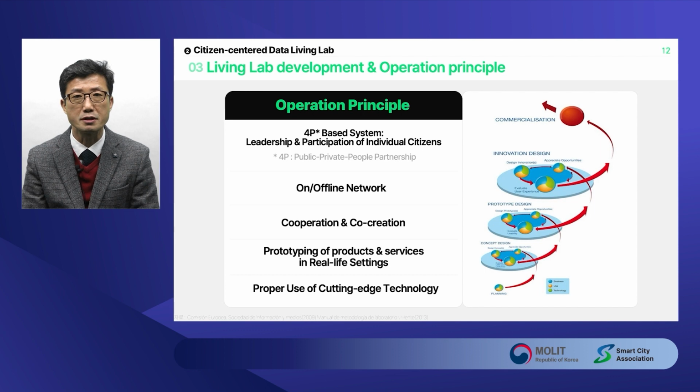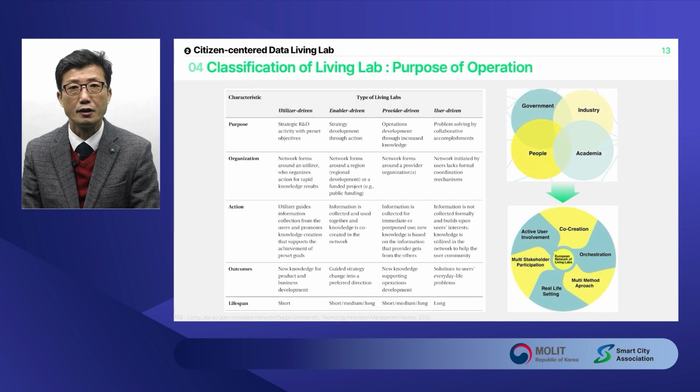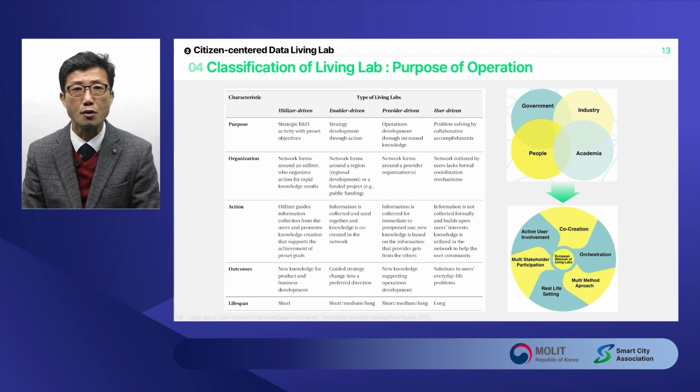The operation principle of Living Lab is multiple stakeholder participation, co-creation and co-design, and agile with multiple prototyping and real-life setting. Living Lab can be classified in 4 types according to the purpose of operation. The first one is utilizer-driven, with the purpose of technology development.